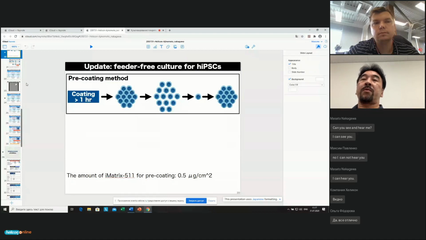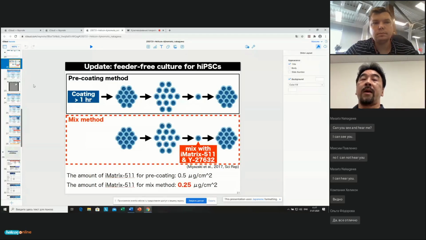Very recently, another group at Kyoto University has reported a novel coating culture method. The method is called the mix method. Under this mix method, we don't need to pre-coat the cell culture dish with iMatrix before the cell passage procedures.